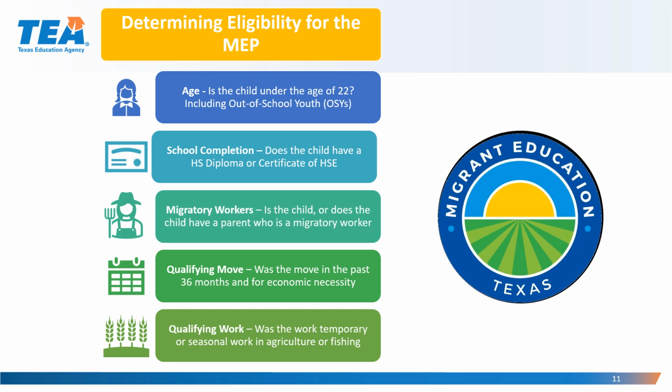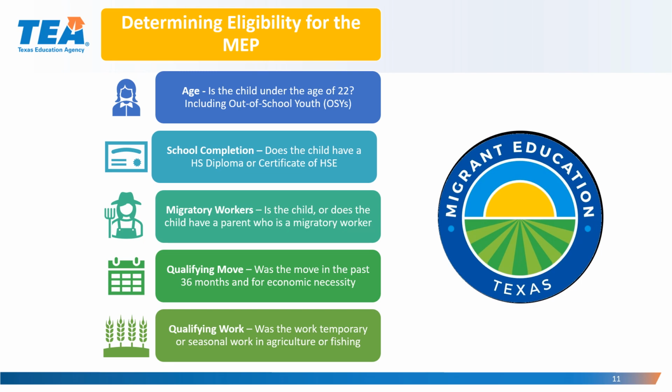Is the child under the age of 22? Children between 3 and 21 may be eligible for the MEP. Is the child lacking a U.S.-issued high school diploma or certificate of high school equivalency? Once they have graduated or obtained a certificate of high school equivalency, they do not qualify for the program.